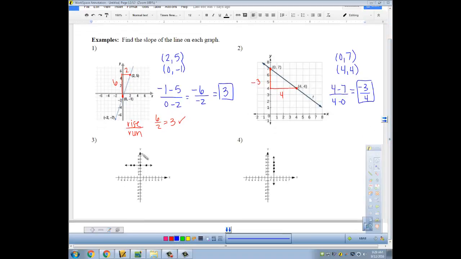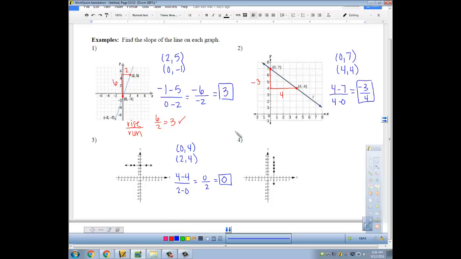For number 3, again, pick any 2 points. I'm going to pick 0, 4, and 2, 4. Subtract your y's on top, 4 minus 4. Your x's on bottom, 2 minus 0, to get 0 over 2, and 0 divided by 2 is 0. So your slope is 0, and that's because you didn't rise any, you just ran. So since I didn't rise any, the slope is 0. It didn't go up or go down.